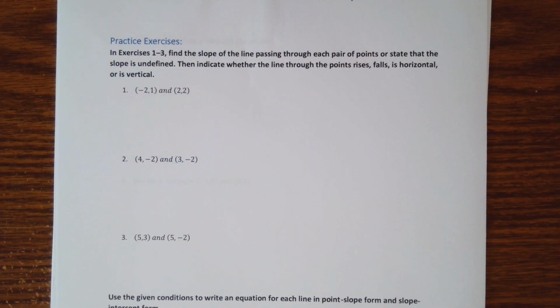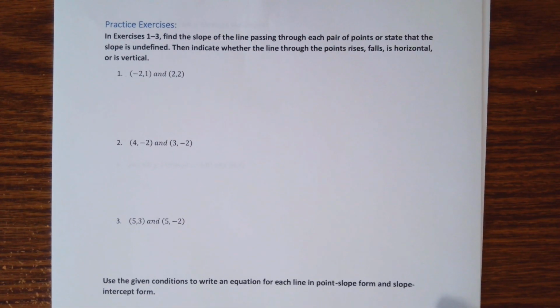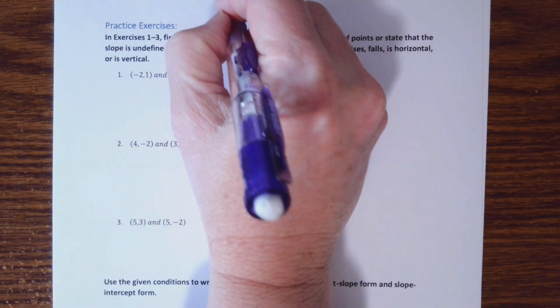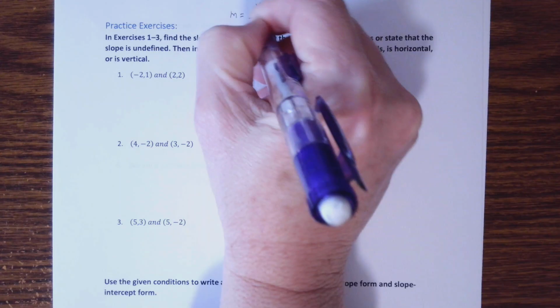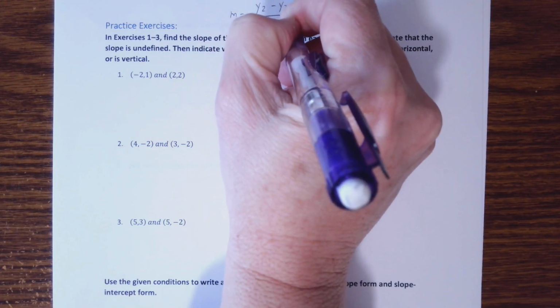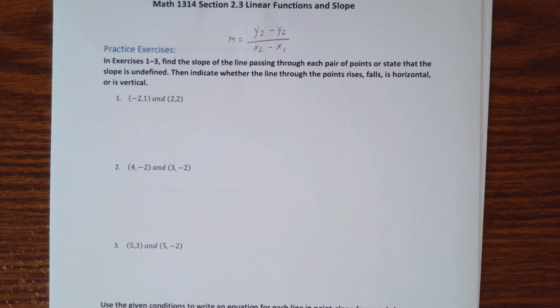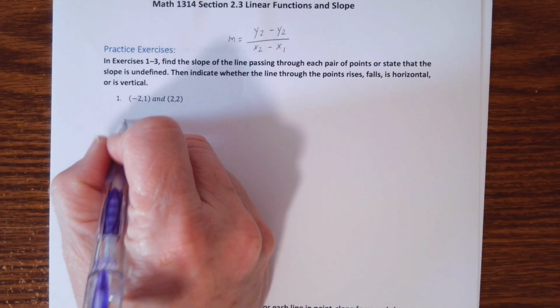All right. So the first one it says here is an exercise 1 through 3. Find the slope of a line passing through each pair of points or state that the slope is undefined. Right, so here we go. So we're going to use the formula of m equals y2 minus y1 over x2 minus x1. Let's move that down for you. So this basically is saying what's the change in the y's? What's the difference in the y's? What's the difference in our x's? There we go. M is equal to.